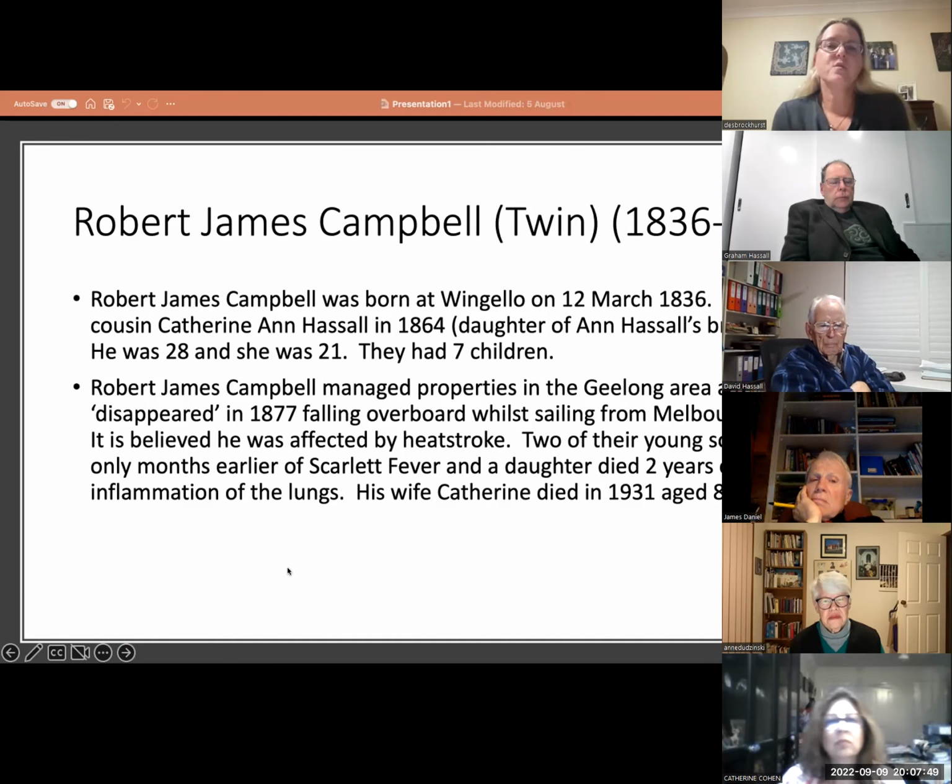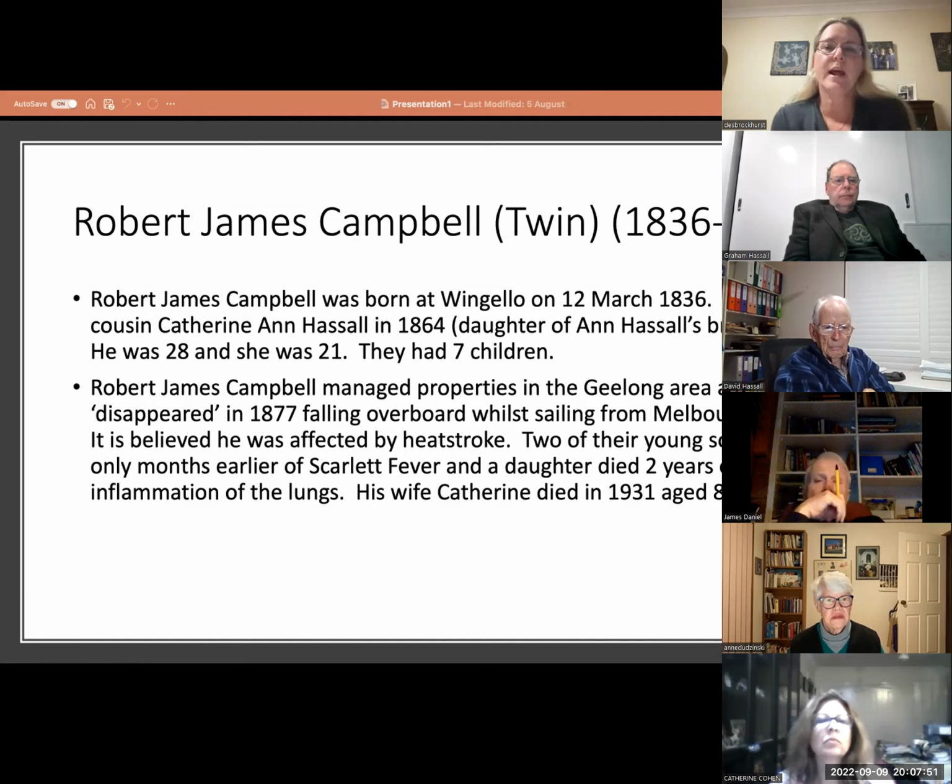Now, the first of the twins, Robert James Campbell, was born in 1836 at Wingerlow. He married his cousin, Catherine Ann Hassall, in 1864, the daughter of Ann Hassall's brother, James. They had seven children, and they managed properties down in the Geelong area before he disappeared, falling overboard in 1877 while sailing from Melbourne to Sydney. It's believed he was affected by heat stroke, became delirious and just fell off the ship.